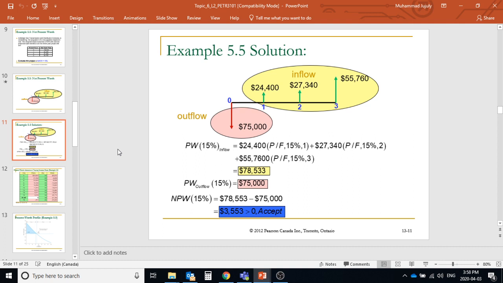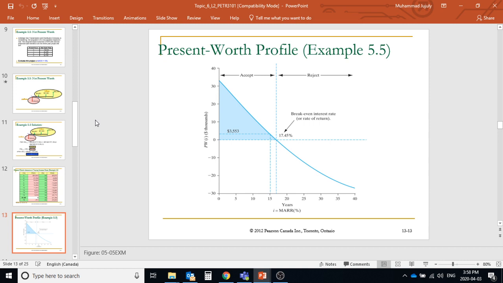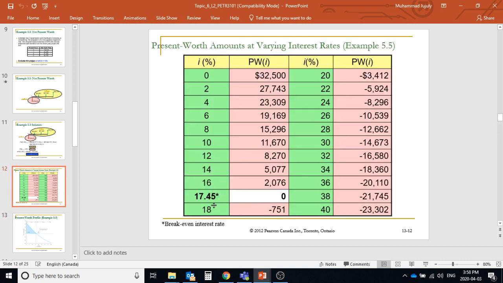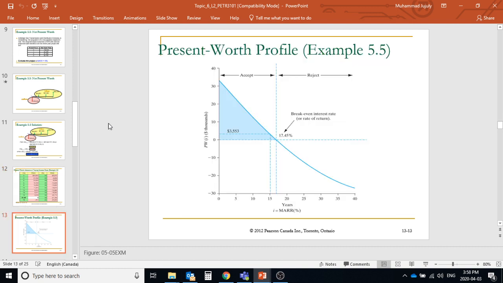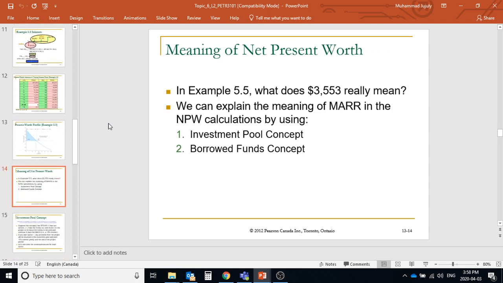That means the cash inflow and the cash outflow would be the same at the present time, or t equal to 0. That means this is our critical MARR. So if the MARR is above that, the project is not viable. But if it's below that, that means the project would be viable. Okay, so this is how we actually determine the viability of the project through NPV.